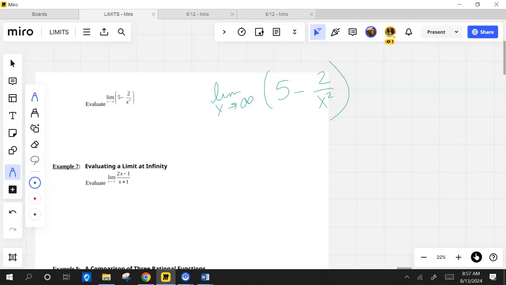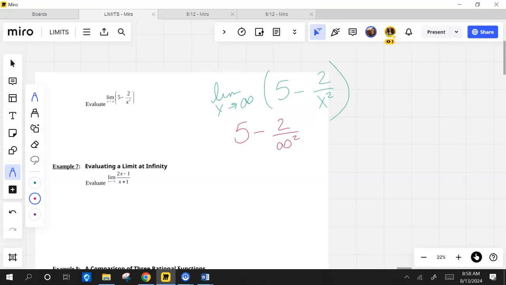Instead, what I'm going to do is plug in. You know how we always try to plug in for limits whenever it's going to a value, and then sometimes we can't, so we have to manipulate it. I'm going to do the same thing, but with an infinity. And I want you to think about this for just a second. If I plug in, I've got 5 minus 2 over infinity squared. Right? Okay, but think about this. You've got 2 over infinity squared.